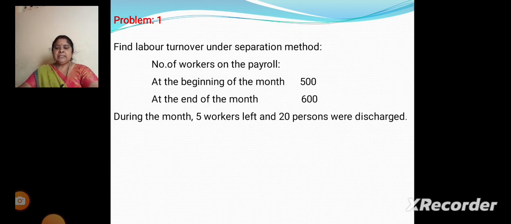Next, we will see the problem. First problem: find labor turnover under the separation method. The number of workers on the payroll at the beginning of the month is 500, at the end of the month 600. During the month 5 workers left and 20 persons were discharged. Again, I read out the problem: find labor turnover under the separation method. Number of workers at the beginning 500, at the end of the month 600. During the month 5 workers left, 20 persons were discharged. Then go to the answer.